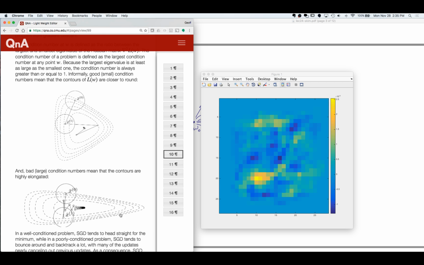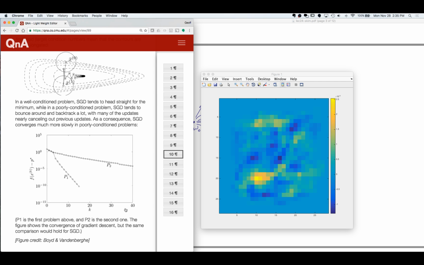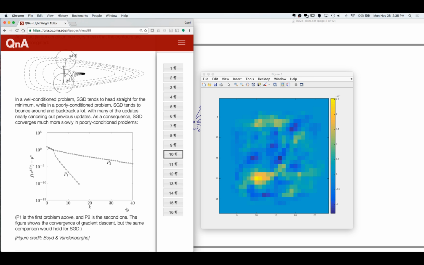and you'll move slowly. So here is a plot of what happens if you run, this is actually gradient descent, but the same thing happens if you run stochastic gradient descent. So here's the number of iterations on the x-axis. On the y-axis is the difference in function value between the current iterate and the optimum. So you'd like for it to be very small. And it's on a log scale. And you can see that for the poorly conditioned problem, gradient descent goes down slowly, and for the better conditioned problem, it goes down much faster.